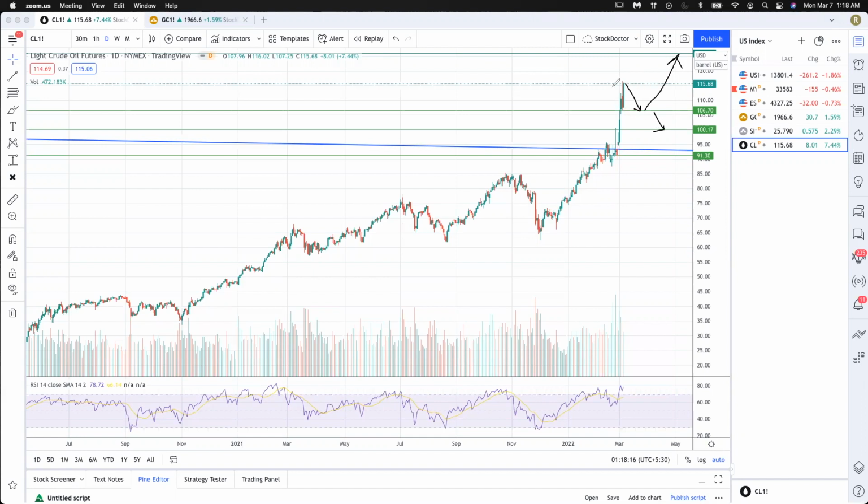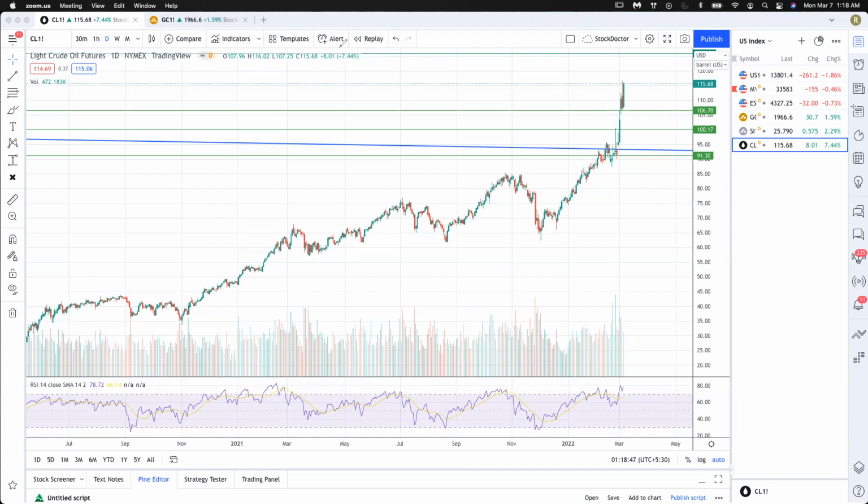So if somebody wants to create a position in crude oil, then I will advise making a small position now, almost at $115. Second position is around $106. And third position, if it comes around $100, should be created here. And from these levels, one could see levels of almost $140.